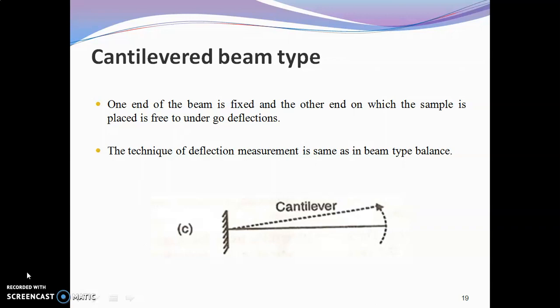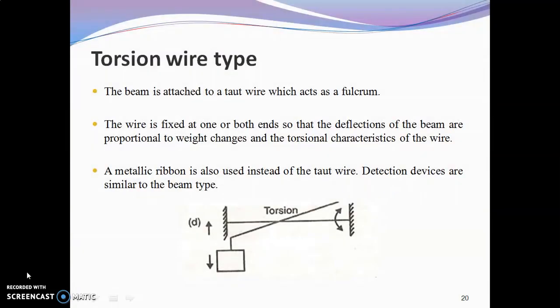This technique of deflection measurement is the same as in the beam type balance. Last is the torsional wire type. The beam is attached to a taut wire which acts as a fulcrum. The wire is fixed at one or both ends so that deflection of the beam is proportional to weight change and the torsional characteristics of the wire.